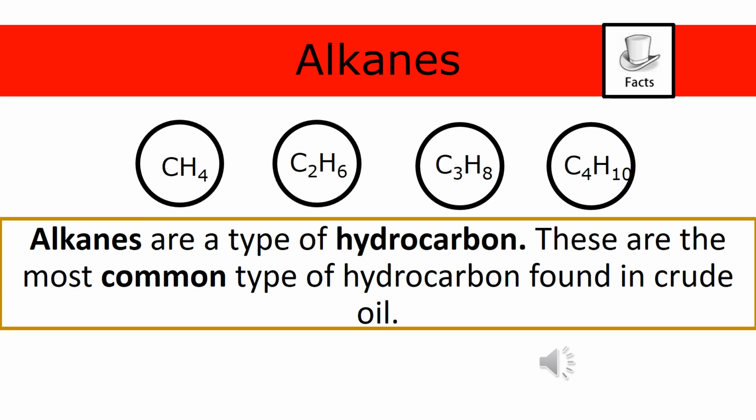After methane, you will have ethane, which has 2 carbon atoms and 6 hydrogen atoms, and then followed by propane, C3H8, that means it has 3 carbon atoms and 8 hydrogen atoms, and finally butane, C4H10, which means it has 4 carbon atoms and 10 hydrogen atoms. Scientists call hydrocarbons like methane, ethane, propane, and butane alkanes. So alkanes are the most common type of hydrocarbon found in crude oil.